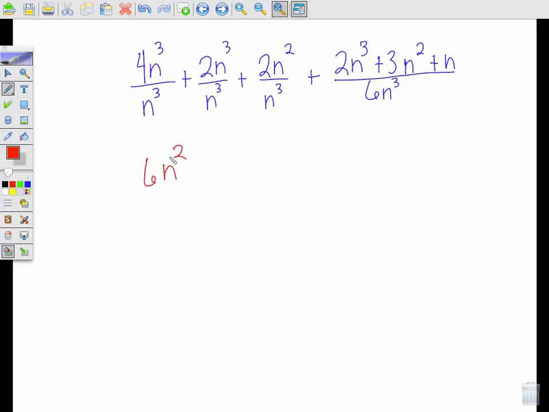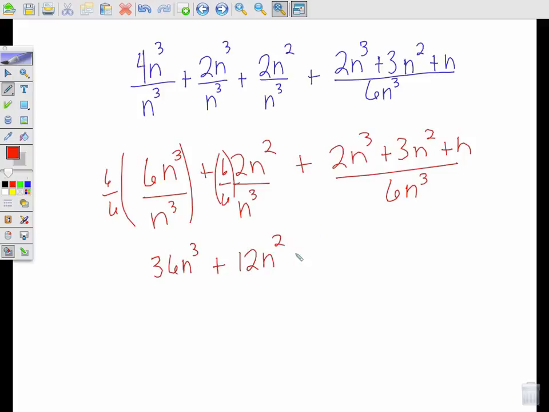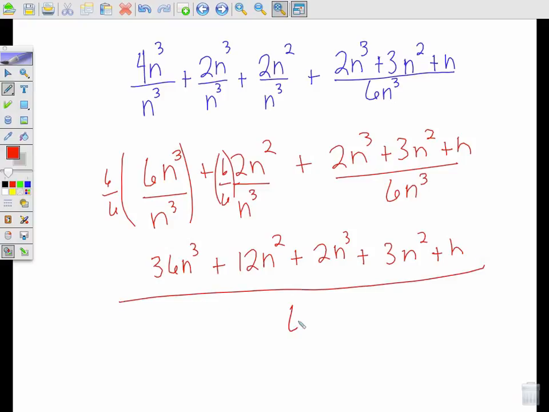This would be 4 plus 2. That's 6n to the third, plus 2n squared, plus 2n to the third plus 3n squared plus n. This is over 6n to the third, and each one of these are over n to the third. In order for us to have a common denominator, we need to multiply all of these by 6. So this 6 over 6, 6 over 6, and this would give us 36n to the third plus 12n to the second plus 2n to the third plus 3n squared plus n all over 6n to the third.